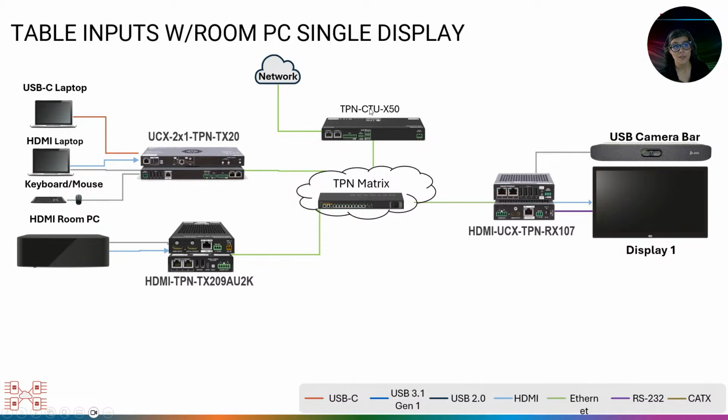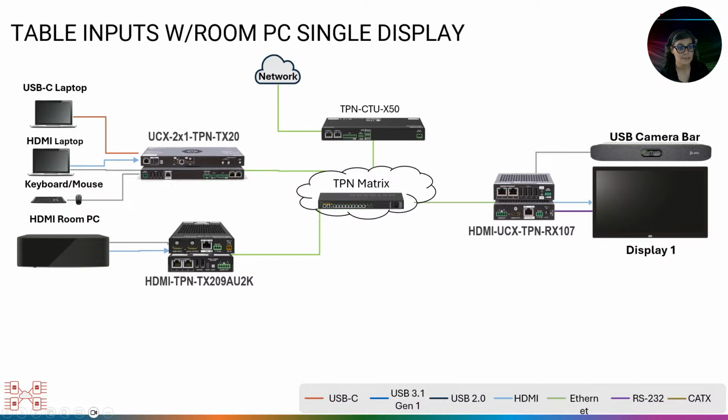And we're going into our CTU, which is going to help us control all of the different devices on the network. And again, anything that uses SDVoE is going to be able to be controlled by this. And you'll see here we've got a pair of extenders over here doing a HDMI PC room going into that cloud matrix and then out into an RX 107, because again with a TPN it's using that 10 gig network and it needs a transmitter and a receiver. And that's giving us coming into our USB camera bar and our display.